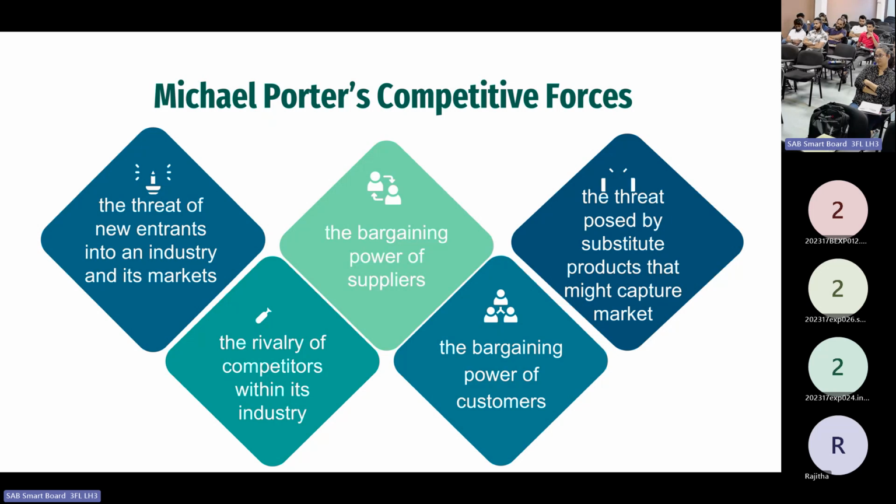Same with the customer. So who are the customers? Students, yes, you all are customers. So what do you think about your bargaining power? Is it high or less? When it comes to customers, if we have more customers, is the bargaining power high, or if we have fewer customers, is the bargaining power high?